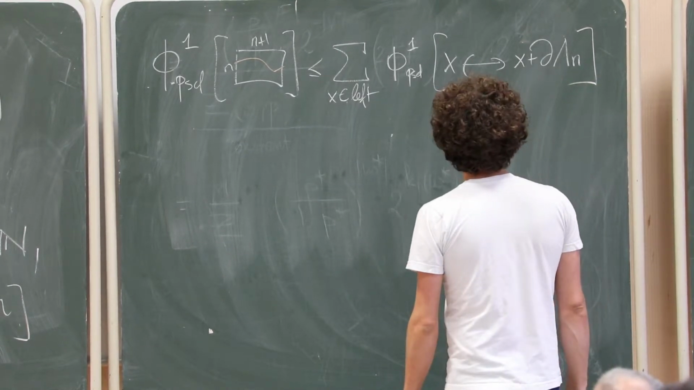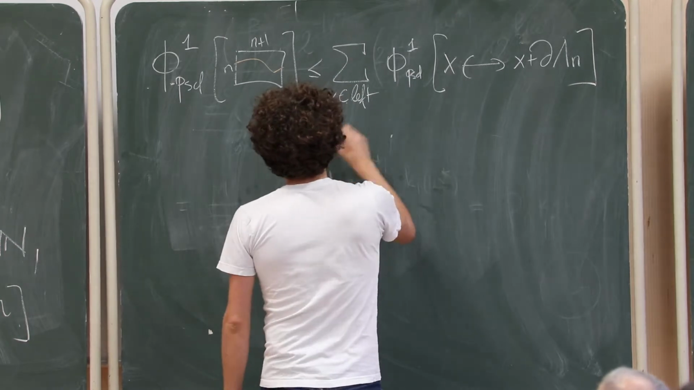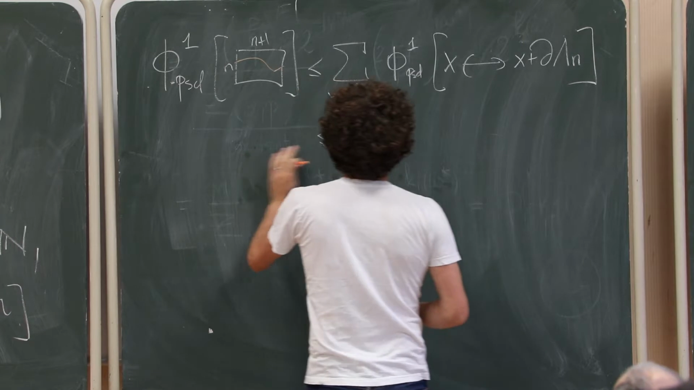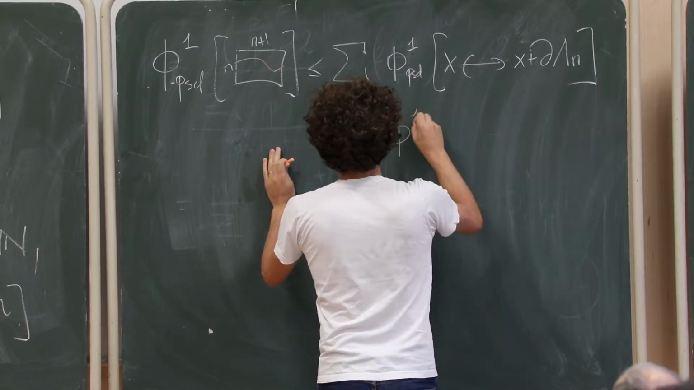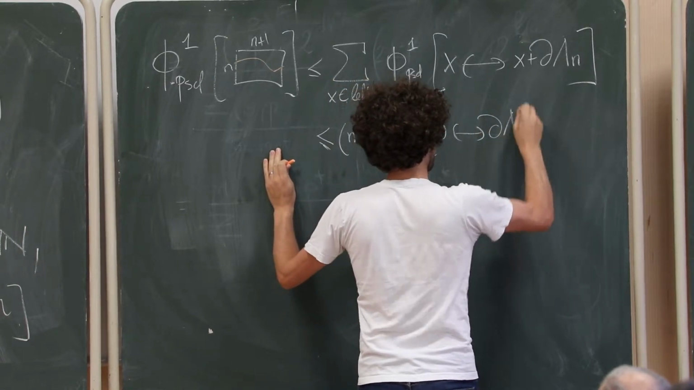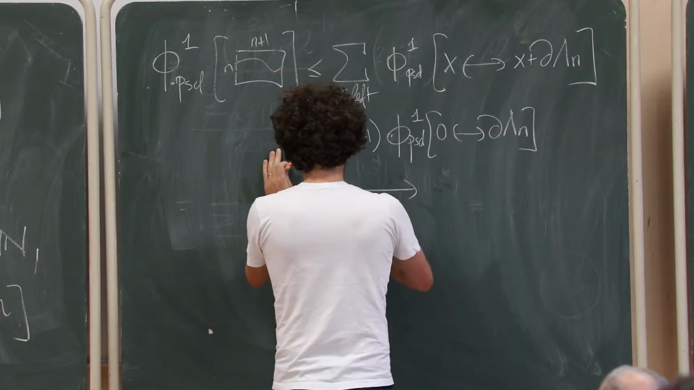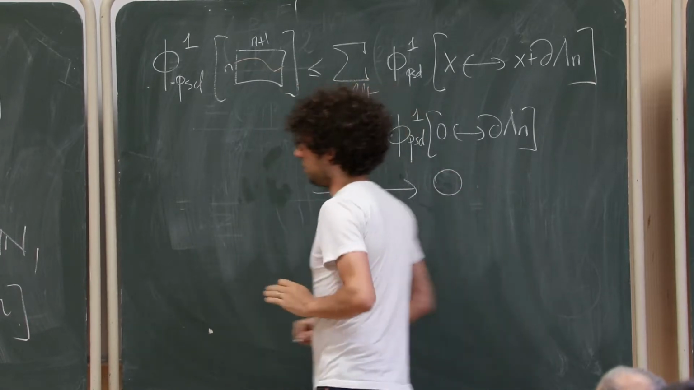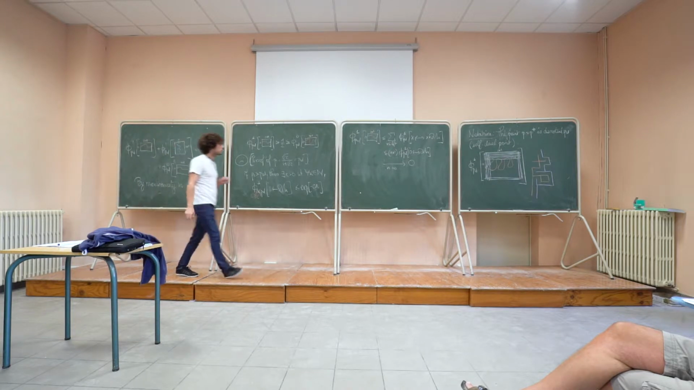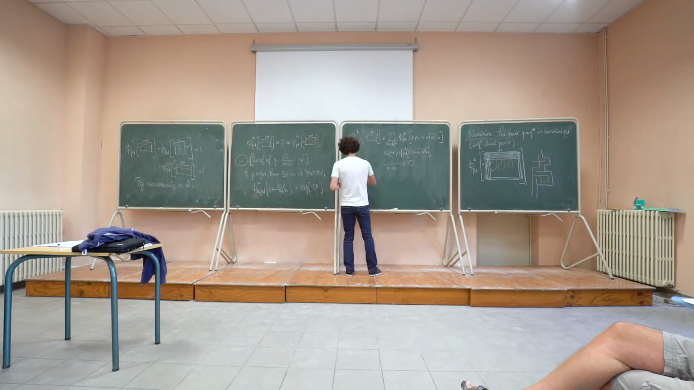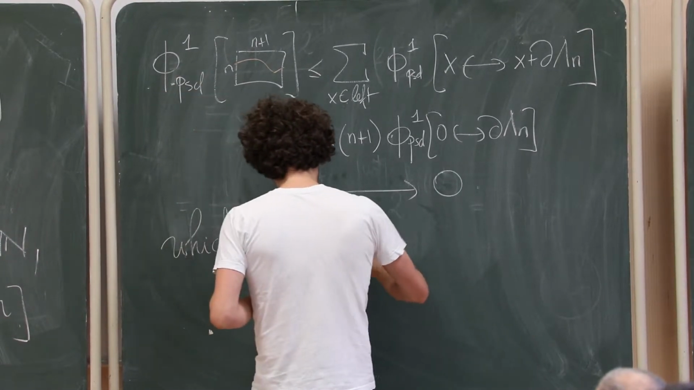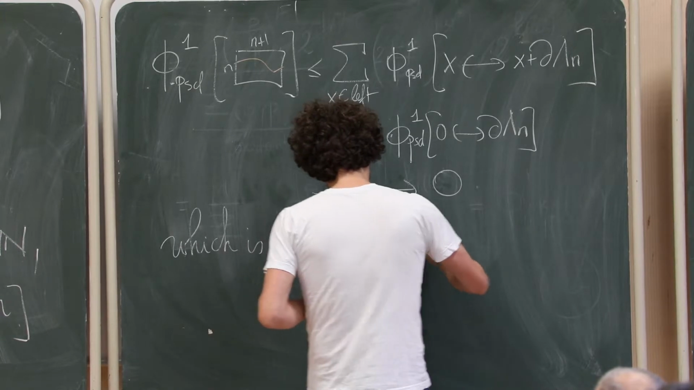distance n of themselves. But these, they are here n plus 1 edges. And here, this is by invariance under translation equal to this. And therefore, this tends, as n tends to infinity, to 0. That contradicts this bound. Okay?